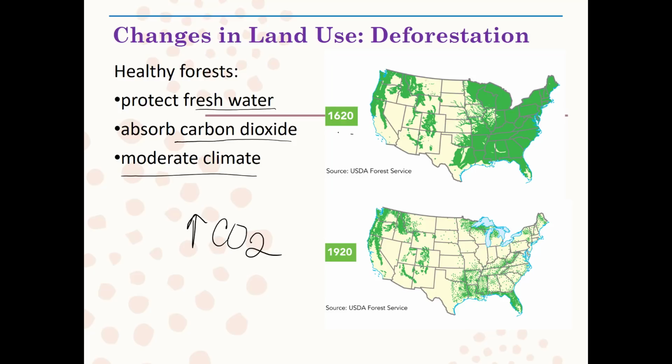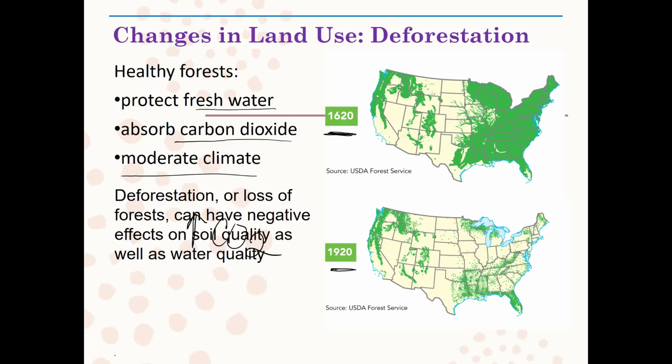Okay, this is in 1620, the amount of forest that we had, and then this is 1920. Obviously now, and if we were to look at those numbers today, it's probably even fewer. So there's a lot of deforestation, not only in our country, but across the world.